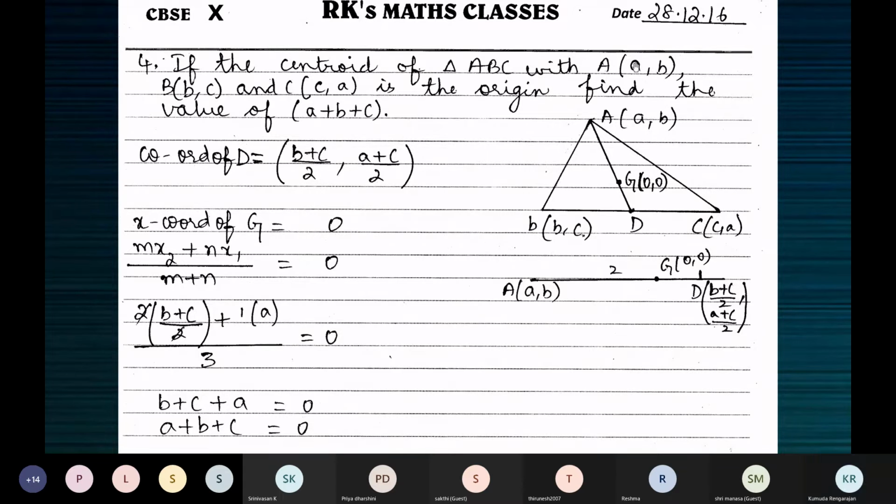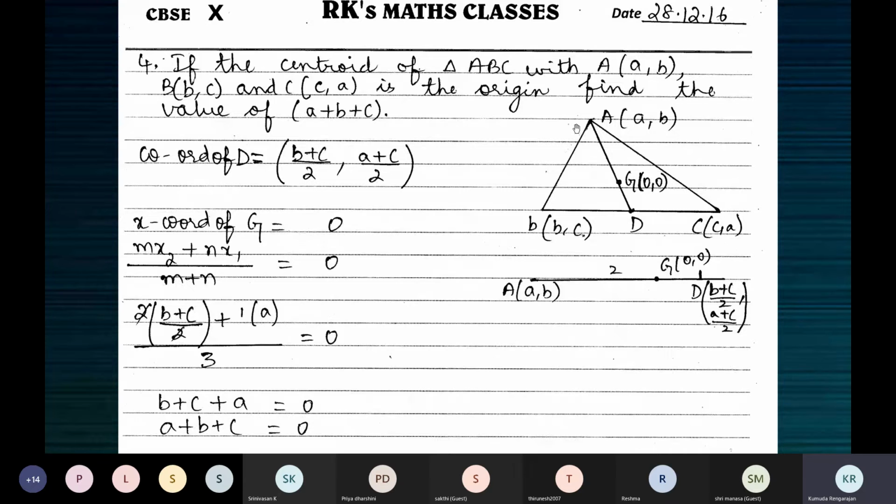Correct. So B plus C plus A by 3 will give us the y coordinate of G, and that is 0. So B plus C plus A by 3 is equal to 0. On cross multiplying, you will get A plus B plus C is 0. Even if you use the x coordinate, x1 plus x2 plus x3 by 3 is equal to 0, on cross multiplying, you will get A plus B plus C is equal to 0.